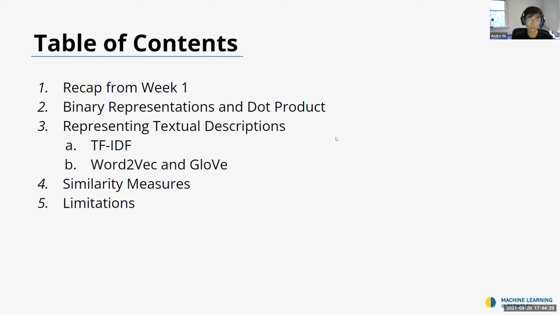And then finally, we'll discuss some similarity measures for content-based systems, because usually in these content-based systems, the two main problems are, one is how to represent items, and the second is how to compare items. So similarity measures are the way to basically find items that are similar. Yeah, and finally, we'll talk about the limitations of these methods.